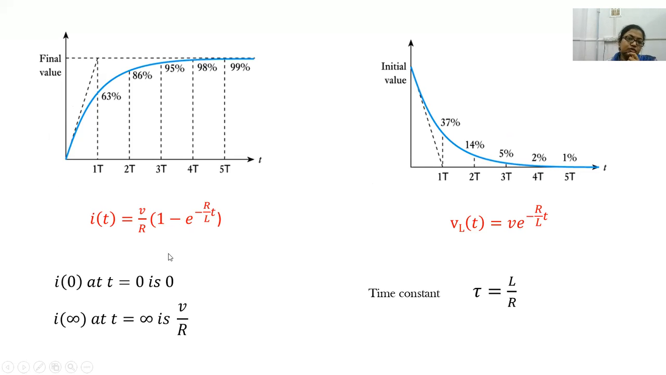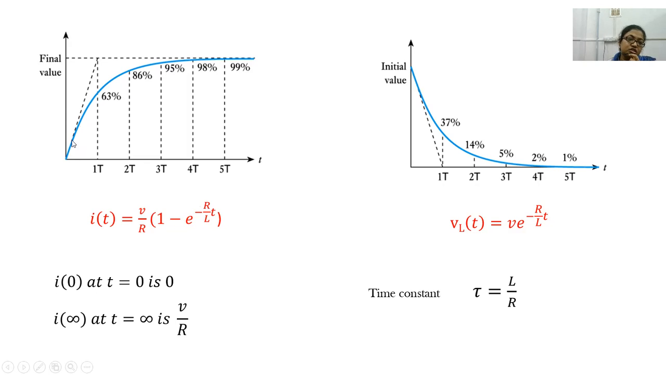Now say we have to plot it. Suppose we are putting some values of t. Initially we put t equals 0, so it becomes i of 0. With t equals 0, the exponential term is also 1, and 1 minus 1 becomes 0. So i of 0 becomes 0. Now when we want to plot, initially current is 0.